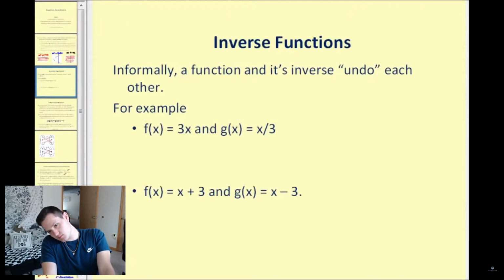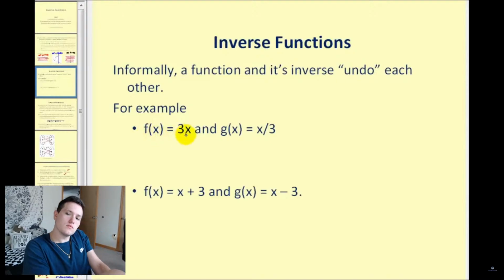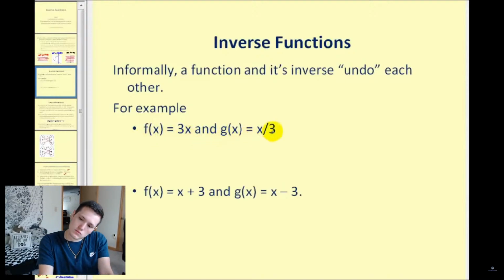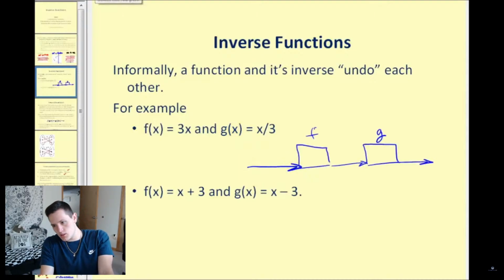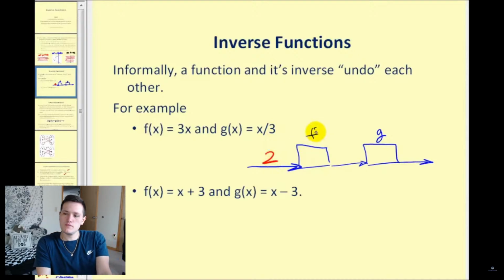Informally, a function and its inverse undo each other. For example, f of x equals 3 times x, and g of x equals x divided by 3. While multiplying by 3 and dividing by 3 are opposite operations and therefore undo each other. Therefore, f of x and g of x are inverses of one another. You can almost think of this as a conveyor belt where we put an input here, and when this input goes into f, the output would be 3 times x, or 3 times 2. The output would be a 6.